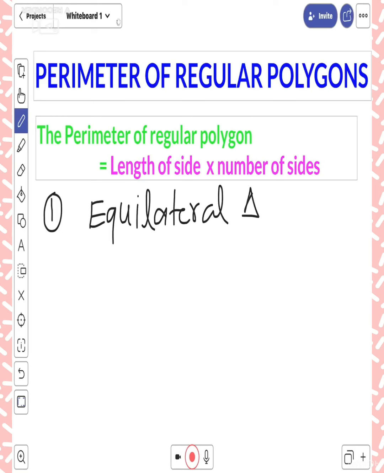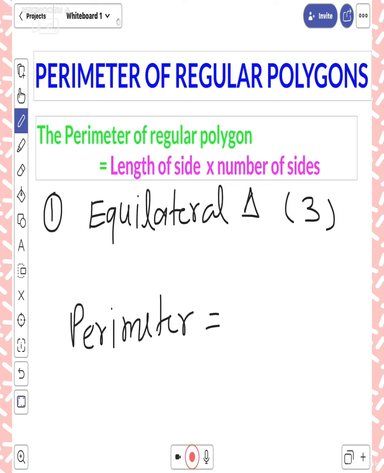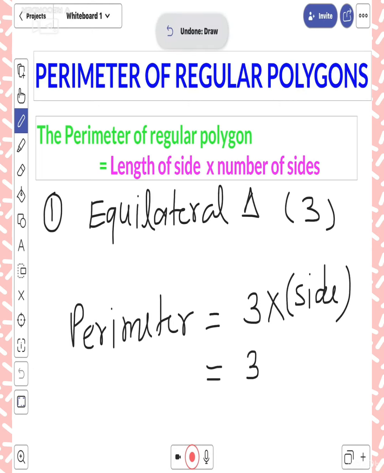So how many sides in the equilateral triangle? There are 3. So for the perimeter of an equilateral triangle, the number of sides is 3 and the length of side is, let us say, A. So you can write here just side. So 3 into side. This is the formula to find the perimeter of an equilateral triangle, that is 3 into side.